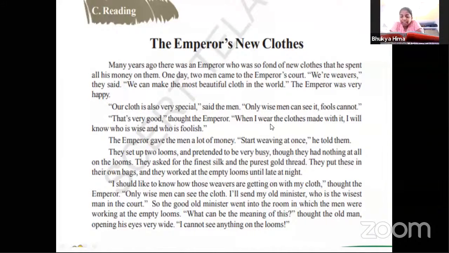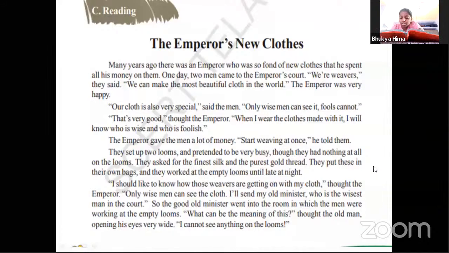The emperor gave the men a lot of money. Start weaving at once, he told them. They set up two looms and pretended to be very busy. They had nothing on the looms at all. They asked for the finest silk and the purest gold thread. They put this in their own bags and they worked at the empty looms until late at night.